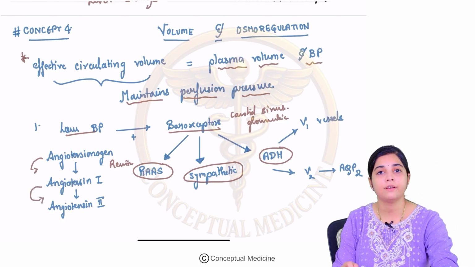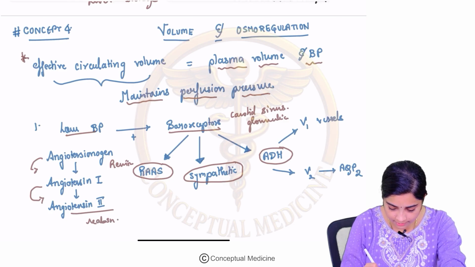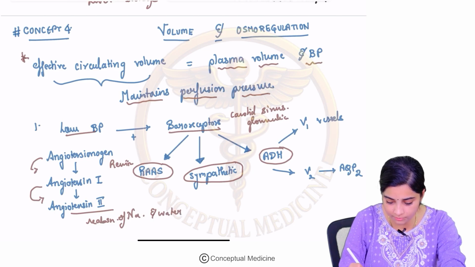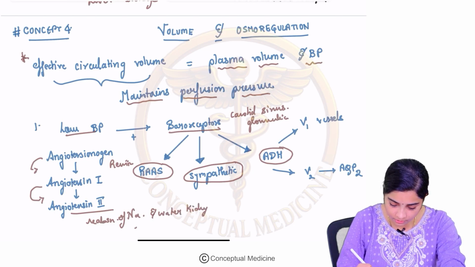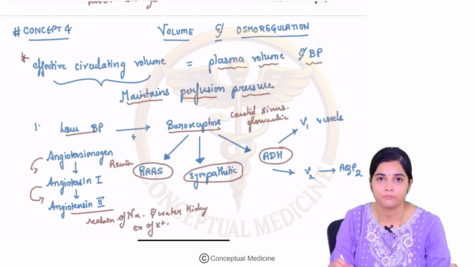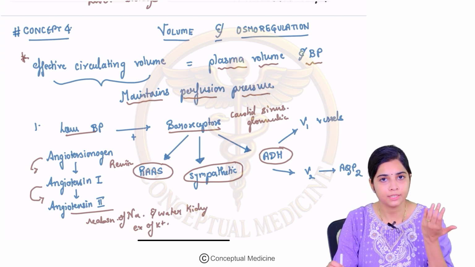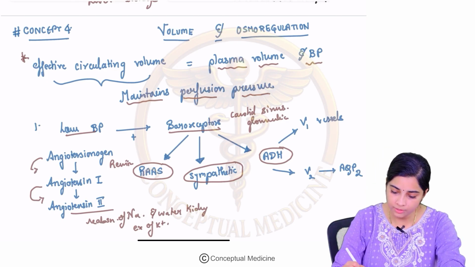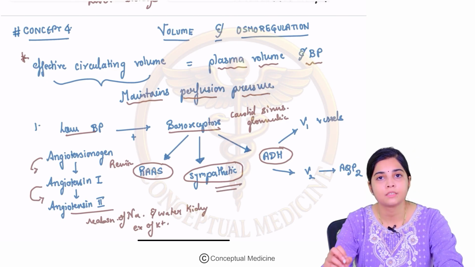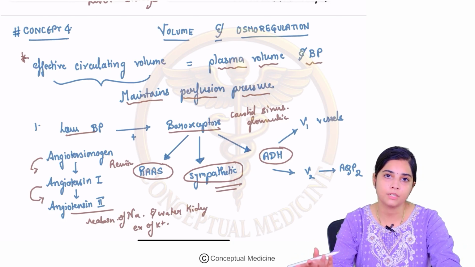Angiotensin 1 is converted into angiotensin 2. So what happens with this angiotensin 2? It helps in the reabsorption of sodium and water from the kidney, and it causes excretion of potassium. When there is reabsorption of sodium and water from the kidney, it helps in restoring the blood volume. When the blood volume is restored, it helps in increasing the blood pressure. Okay. The sympathetic system, when it is stimulated, again causes peripheral vasoconstriction and increases the core blood pressure.